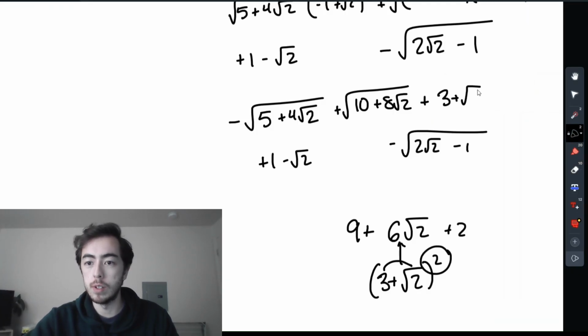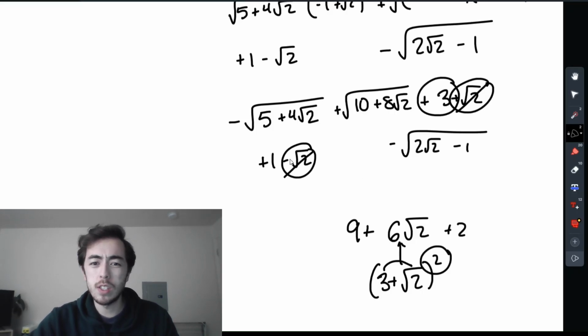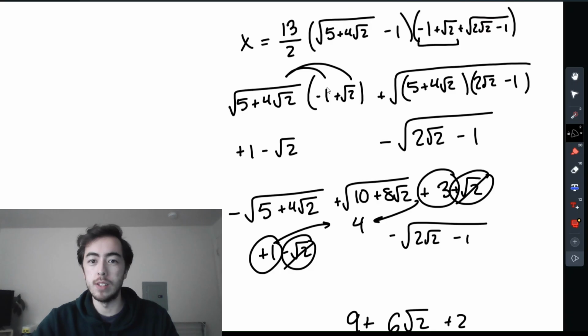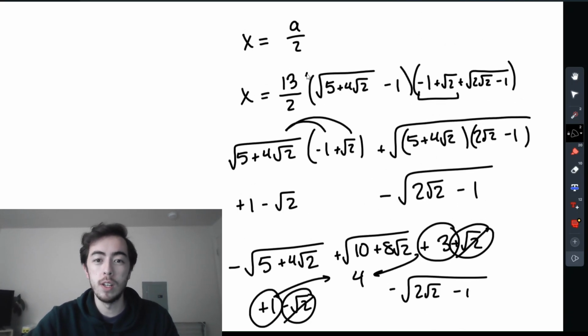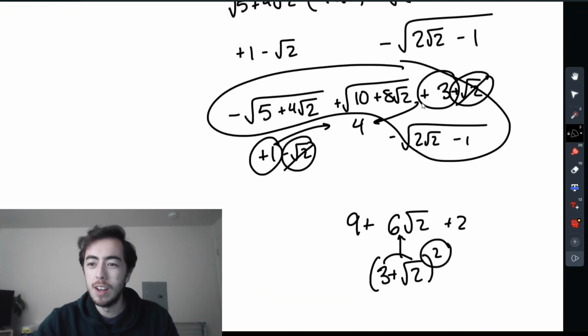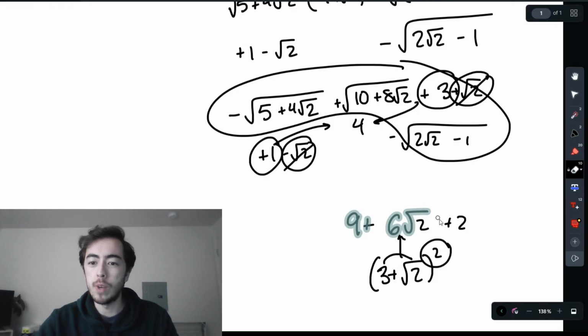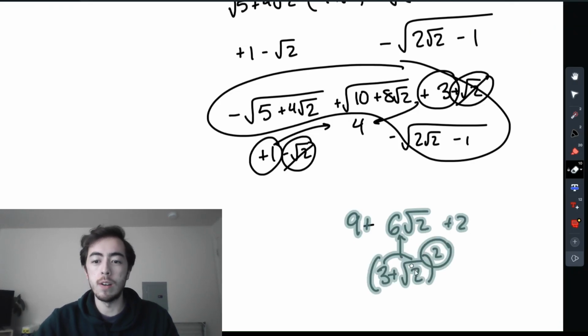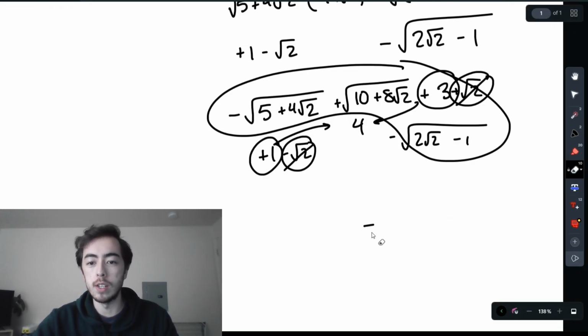3 plus root 2. This plus root 2 cancels with this minus root 2, and then weirdly, this 3 and this plus 1 combine to get our 4. And this is what we wanted, right? Because all of this nonsense needs to be the number 4 to multiply here and get 26. So that means that the remaining ones need to cancel out. We have one that's positive and two that are negative, so I could set up an equation here and set them equal to each other.